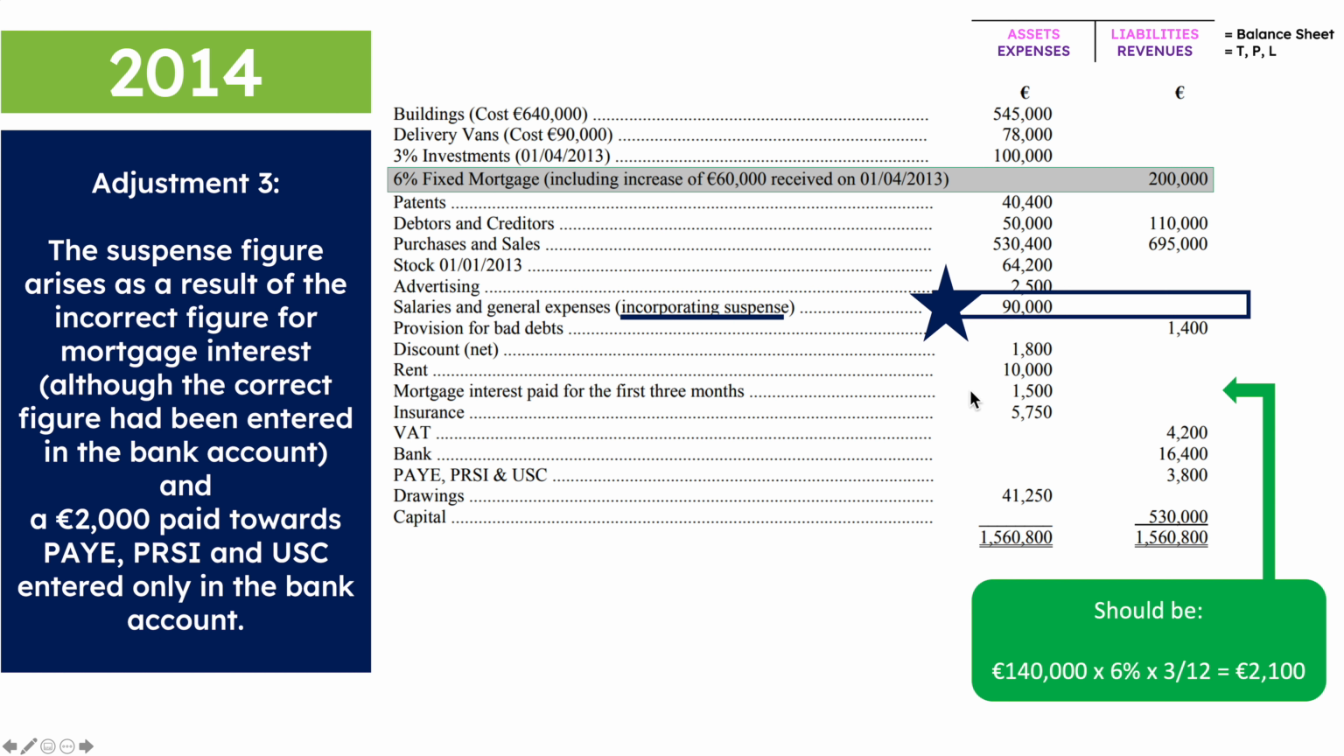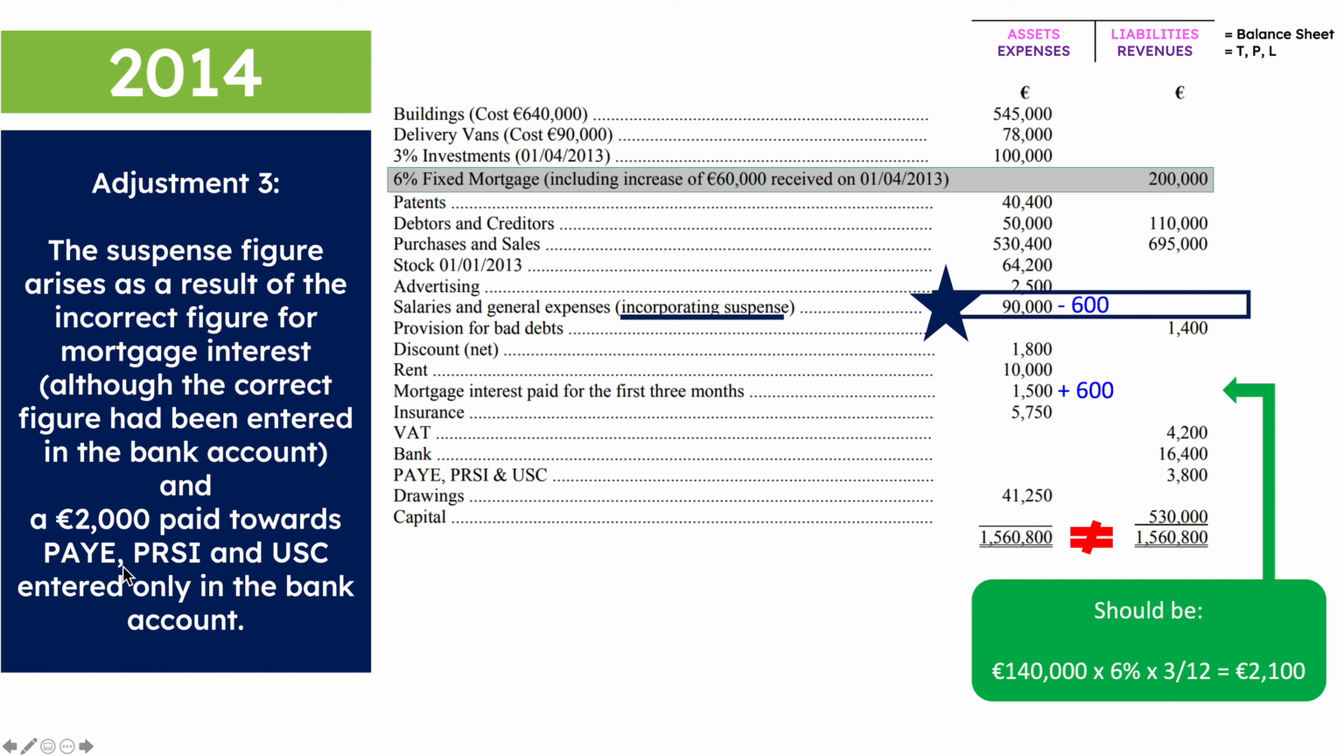So the mortgage interest for the first 3 months, this is incorrect. So looking up here, we have a 6% fixed mortgage, including an increase of 60,000 received on the 1st of the 4th. So 200,000 before we got that increase was 140,000. So 140,000 by 6% by 3 over 12, 2,100. So this is not 2,100 quite clearly. We would have to add 600 to that to make it 2,100. So when we do that, our sides do not equal. So our salaries and general expenses, we'll have to minus 600 there.